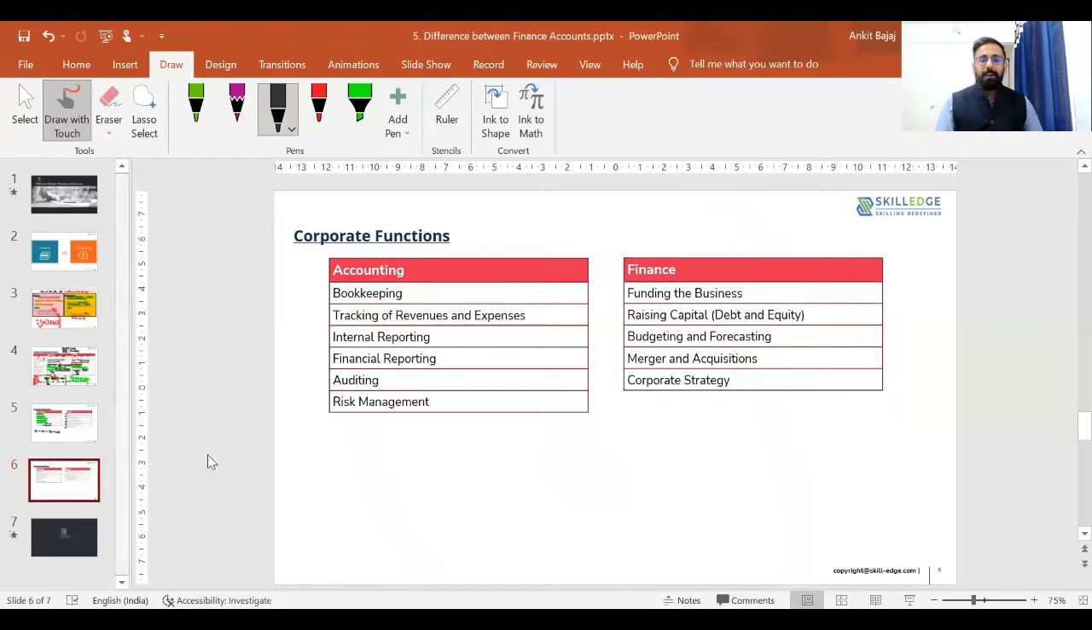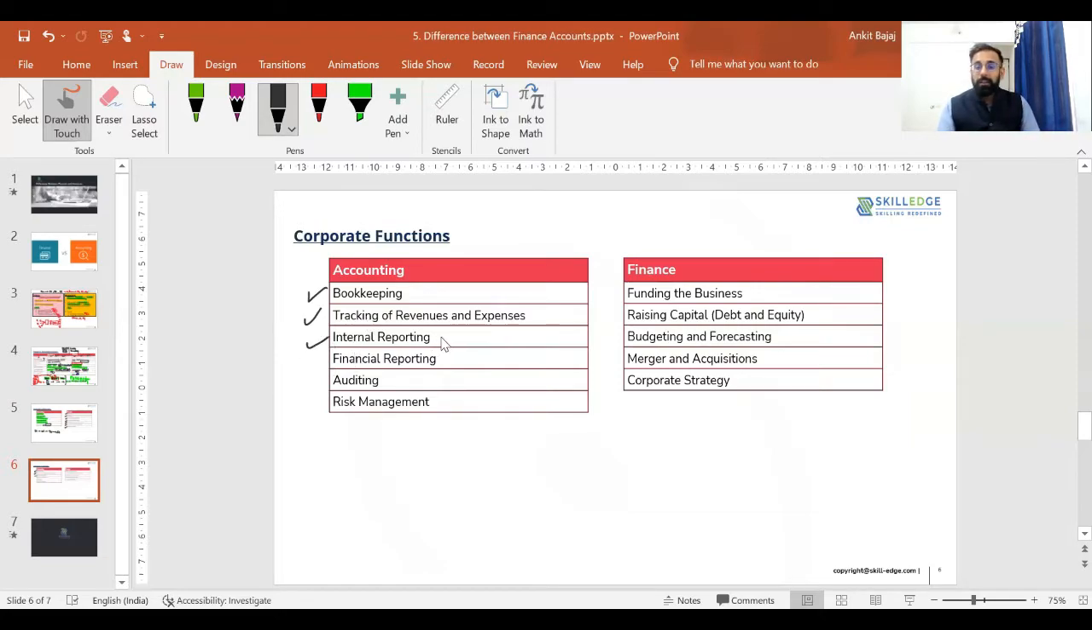Now, if I talk about the next part, corporate functions, what will be the functions? We have already discussed these things, but still I will quickly read them out. Bookkeeping: it means you will be doing accounting. Tracking of revenue and expenses: every time you have to record revenue and expenses in the P&L account.